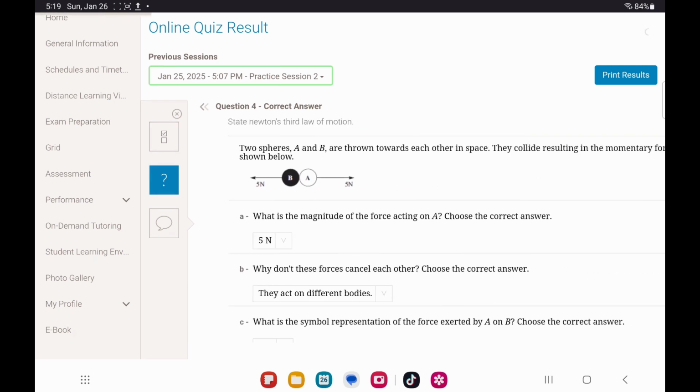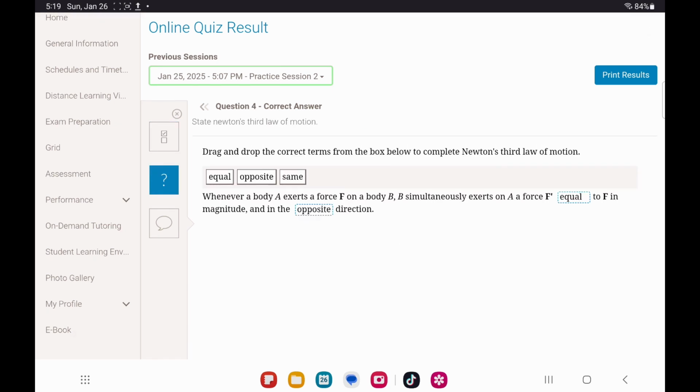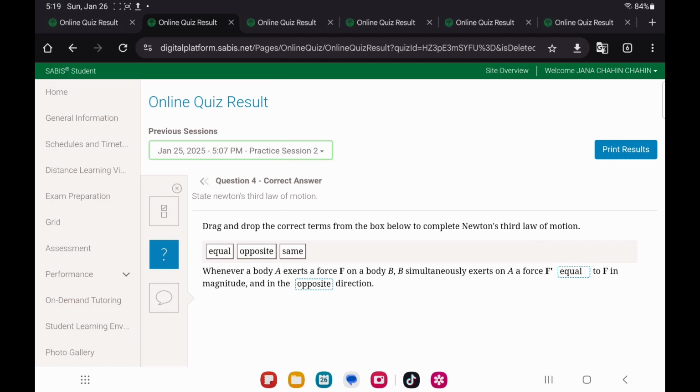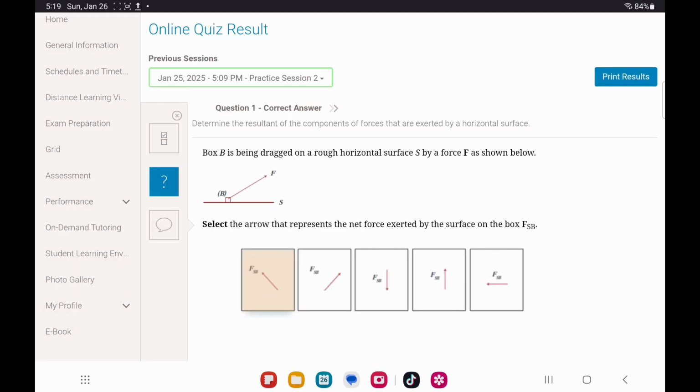Now question 4. This is like the first question. Like we said, equal is always magnitude, opposite is always direction. And that's the 3.8 quiz done. Okay, now 3.9. They're saying box B is dragged on a rough horizontal surface.